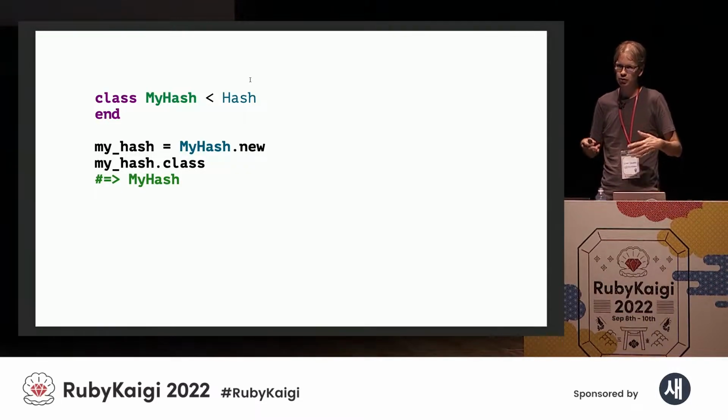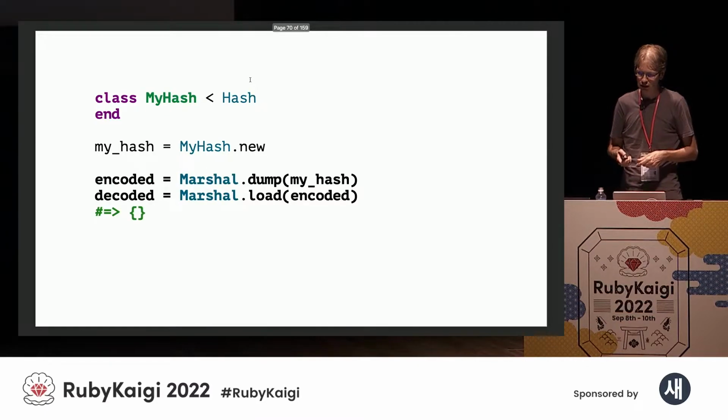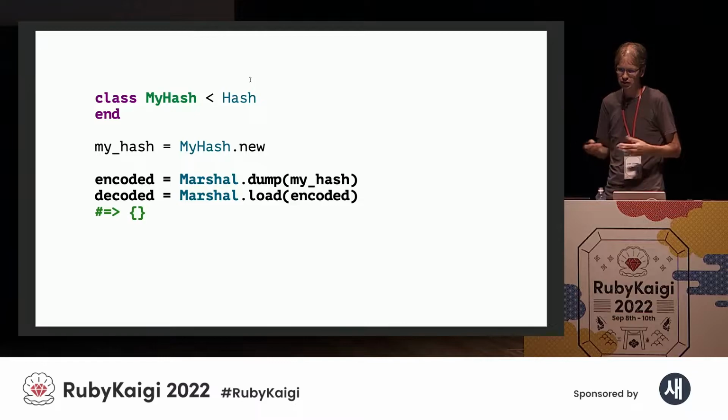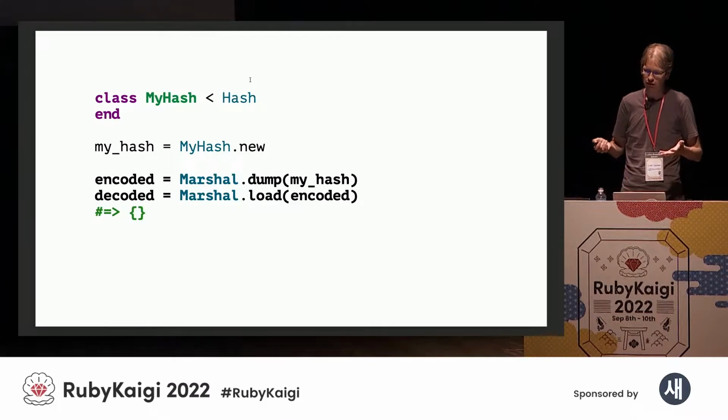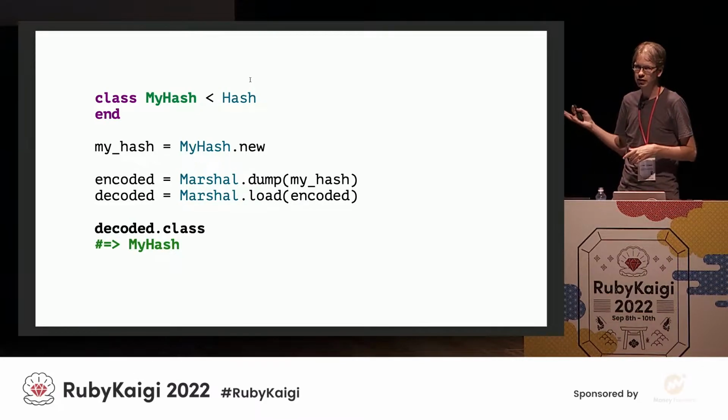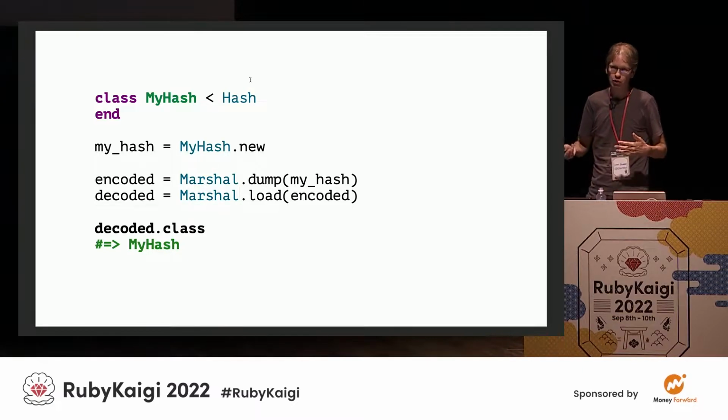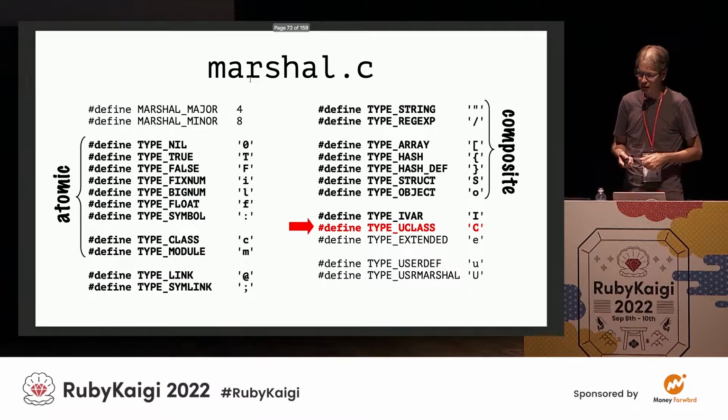But if Marshall was just to serialize it as usual, it would represent it as a hash, and it would come back a hash. So what does Marshall actually do? Does it actually come back as a hash or as a myHash? And in fact, Marshall handles this correctly, but it wouldn't work unless it had some special machinery to do that. And in fact, it does.